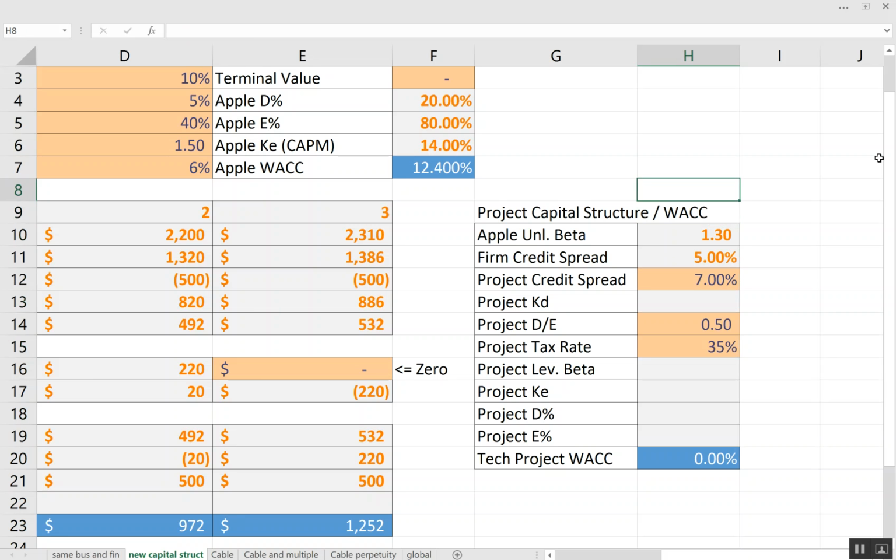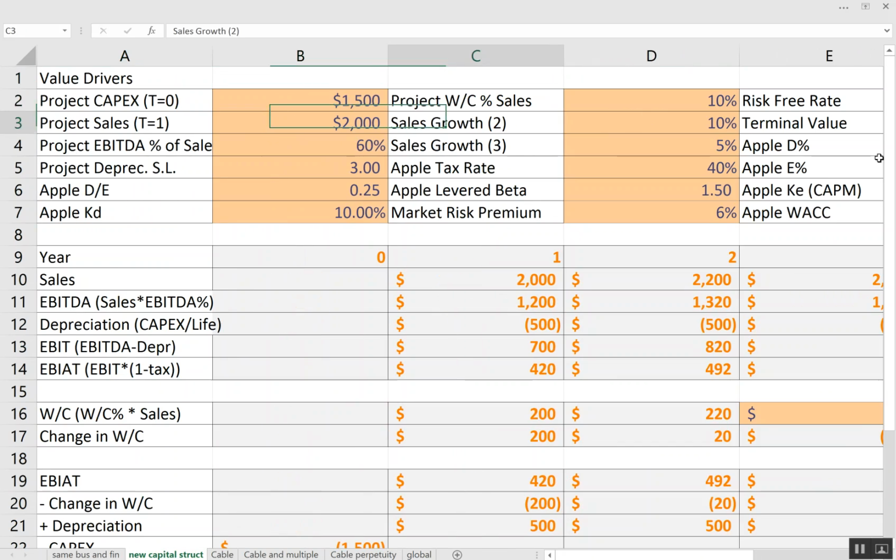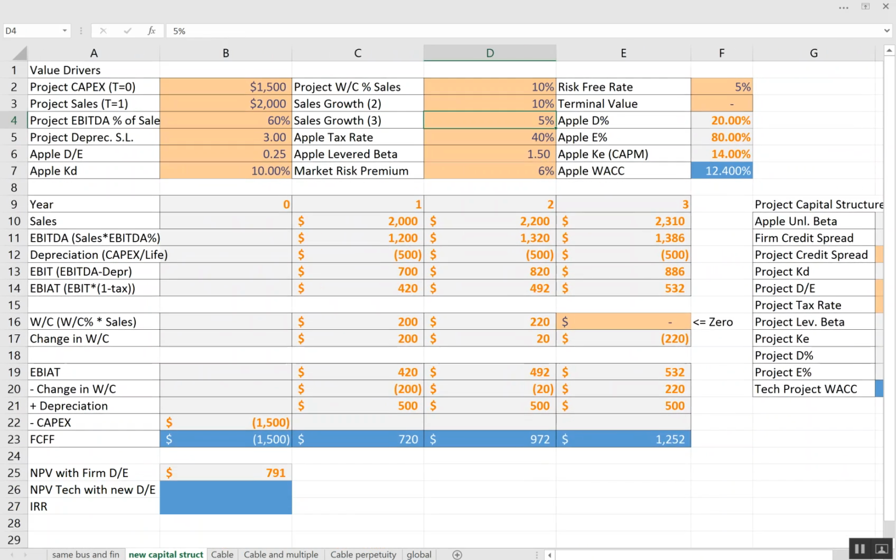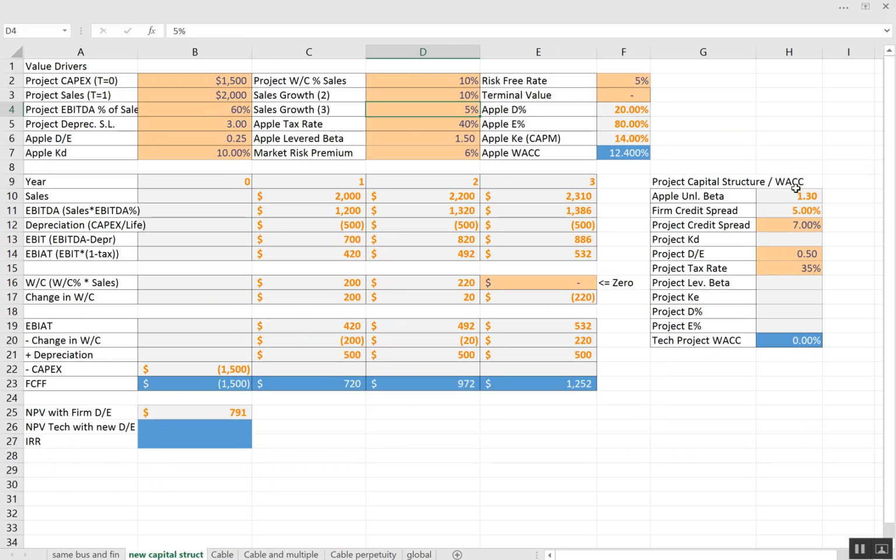So the first thing I did, and I already did this for you, is I calculated the unlevered beta for Apple by taking the levered beta of Apple, the one which you calculated looking at their historical stock prices and running a regression, and dividing that by 1 plus Apple's after-tax DD ratio. Apple currently has a levered beta of 1.5. If they had no debt, they'd have a beta of 1.3.